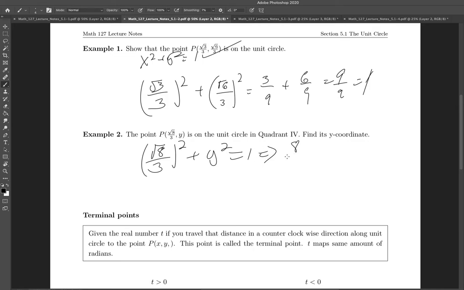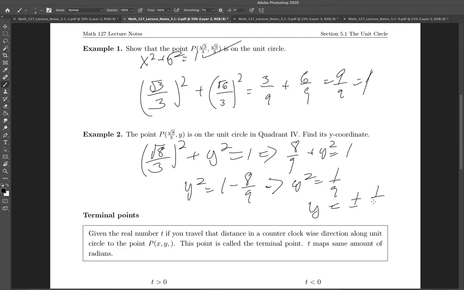So we can square this, and so we'll get 8 over 9 plus y squared is equal to 1. Y squared is equal to 1 minus 8 over 9, which implies that y squared is equal to 1/9. That means y is equal to plus or minus 1/3. Okay, so that's how you can crunch through this.